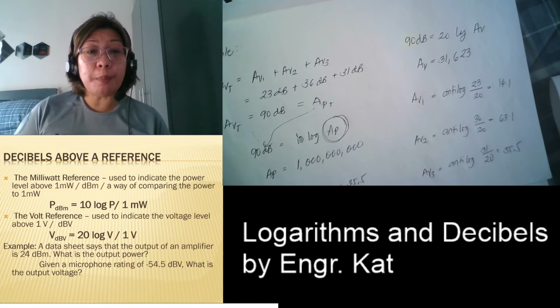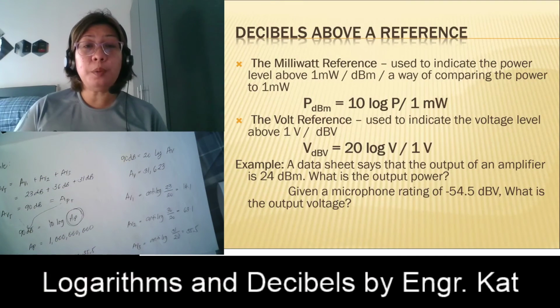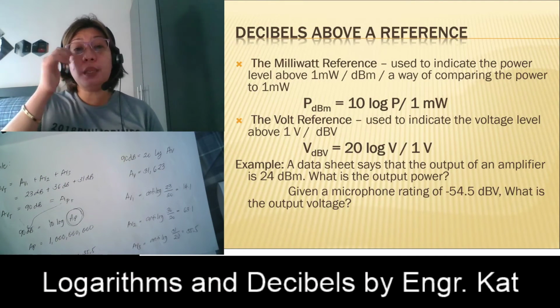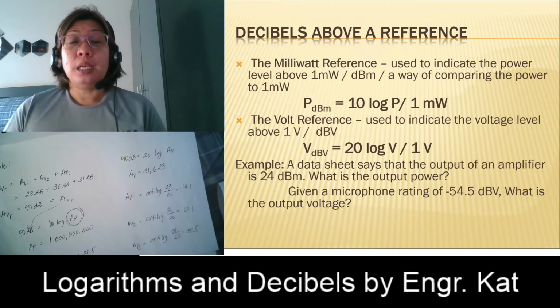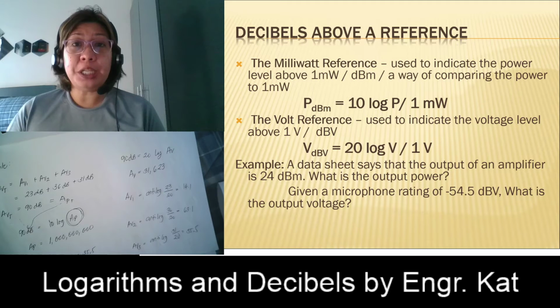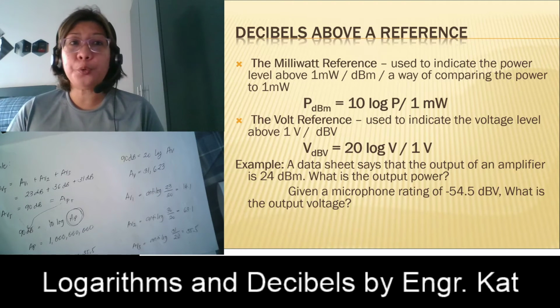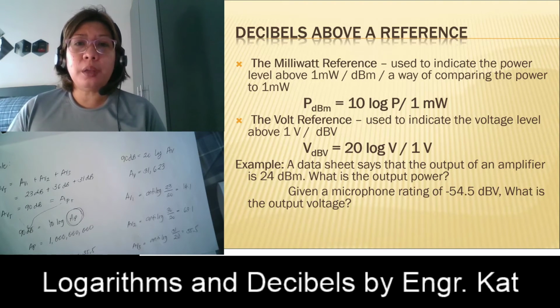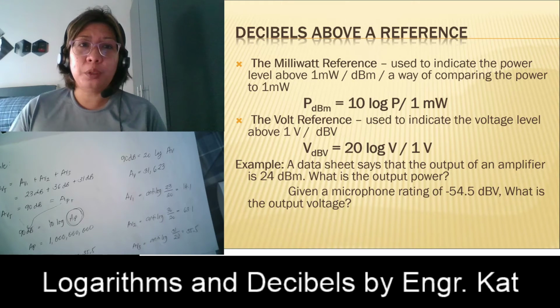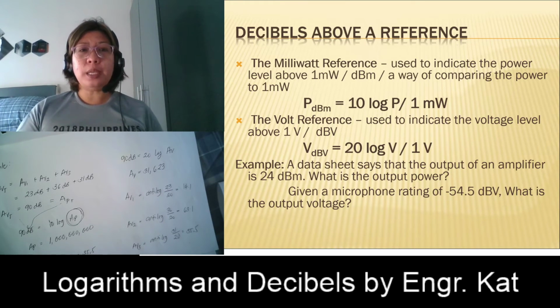So, decibels above reference. Okay, so what do we mean by this? The milliwatt reference is used to indicate the power above 1 milliwatt, or dBm. A way of comparing power to 1 milliwatt. So when you have 1 milliwatt here, automatically we are using an input or a reference value equivalent to 1 milliwatt or 1 millivolt. Okay? A volt reference means you're using 1 volt here. So, we have here an example.